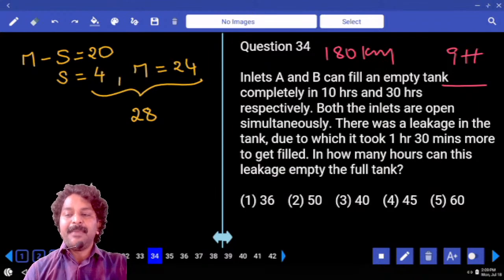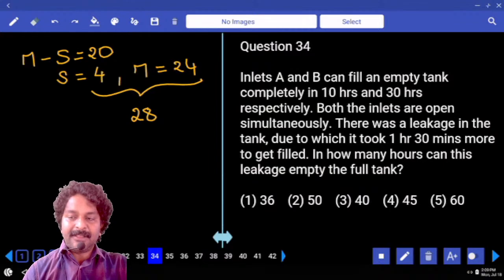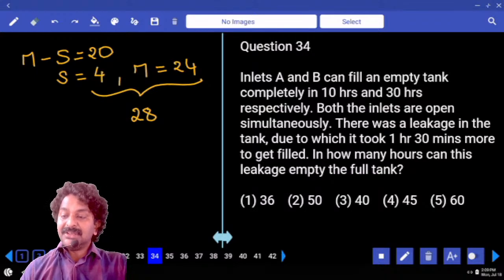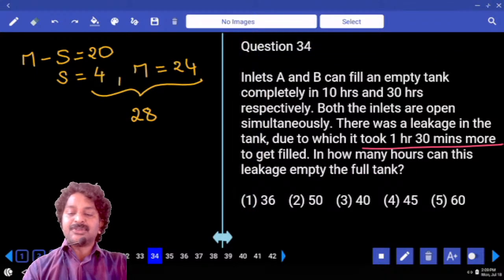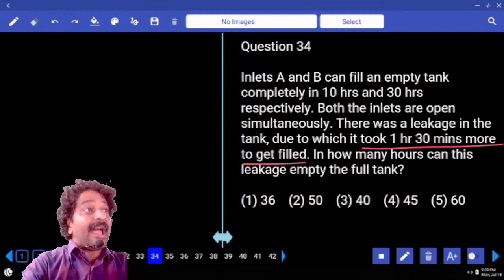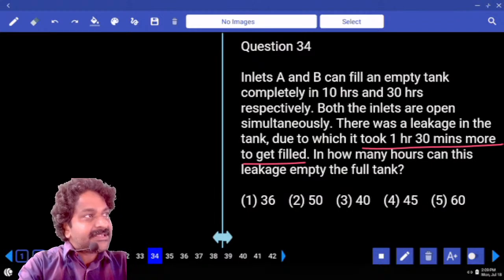Inlets A and B can fill an empty tank completely in 10 hours and 30 hours respectively. Both the inlets are open simultaneously. There was a leakage in the tank due to which it took 1 hour 30 minutes more to get filled. So first of all, if you know the actual time to fill the tank, to that we can add 1.5 hours.